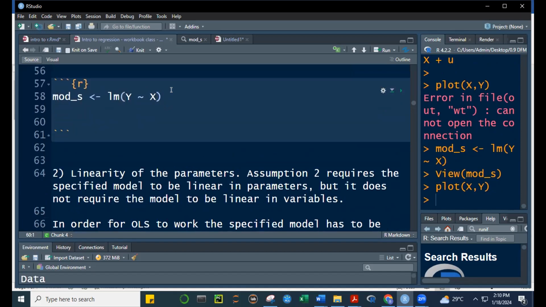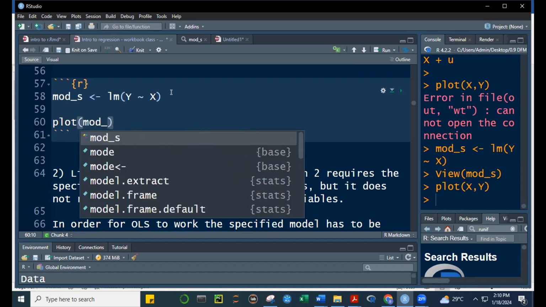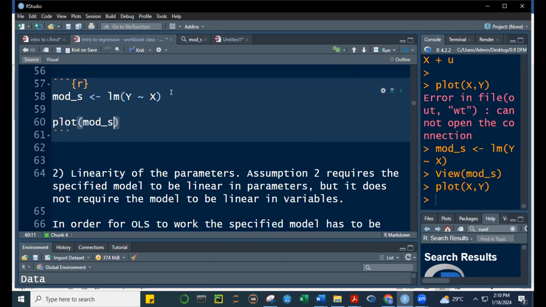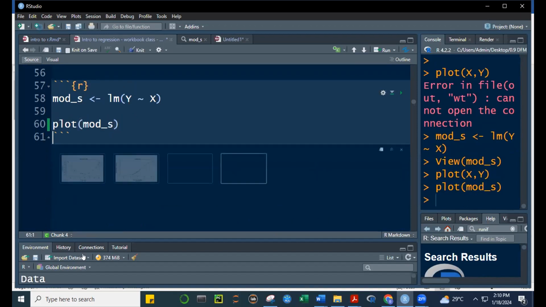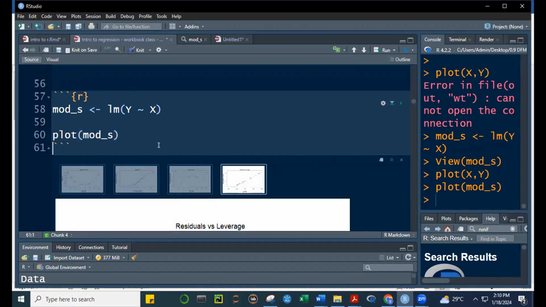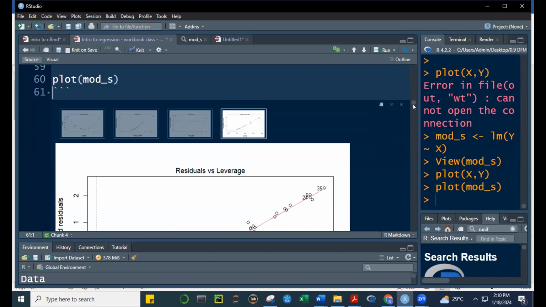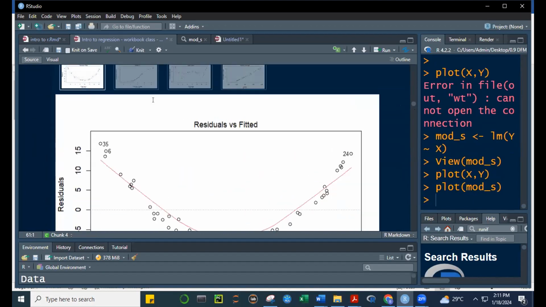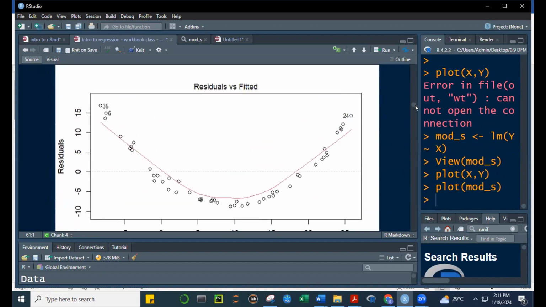Okay, so let's just do this. If we plot mod S, class, let me just show you now. Tingnan nyo what happened. Remember, mod S is a list. It's an object. It's the object that pertains to your linear model where Y is regressed on X. Take a look at this, class. Now, it generated several plots. Okay, so if I go to the first one, take a look at this, class.